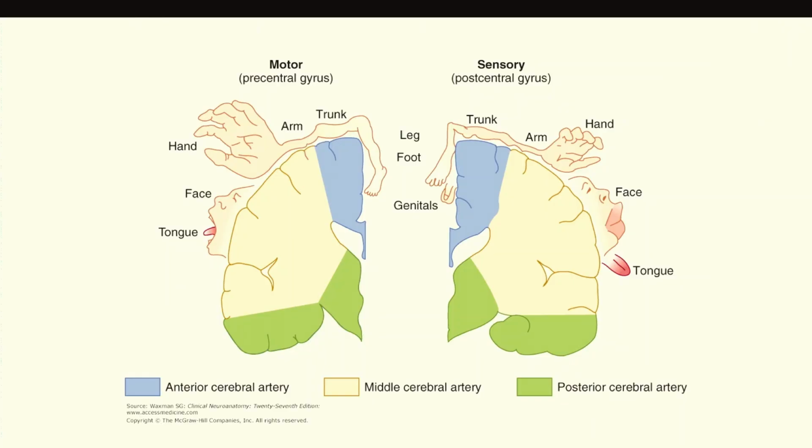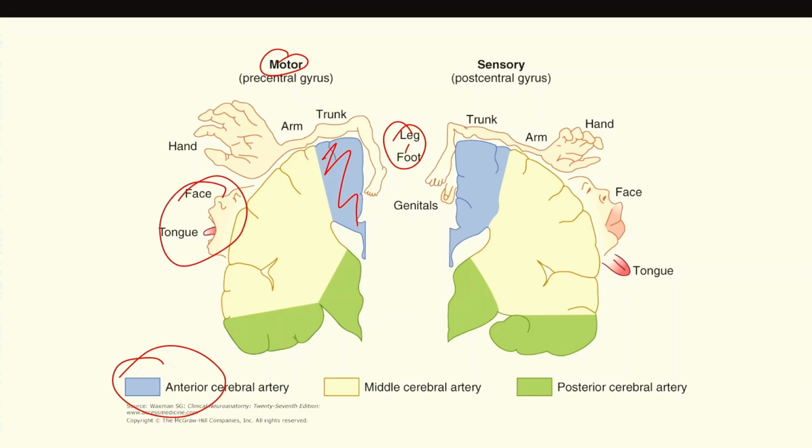So if they come in with lower leg weakness, what artery is most likely affected? Anterior. Here's your motor, here's your leg, foot. It's the blue, anterior cerebral circulation. If they come in with facial droop, middle cerebral artery. Okay? Just like you do with EKG. If it's an inferior wall MI, look for your RCA, right? If it's an anterior wall MI, left main, LAD. If it's a lateral wall MI, check that circumflex artery, because that's what feeds that area.